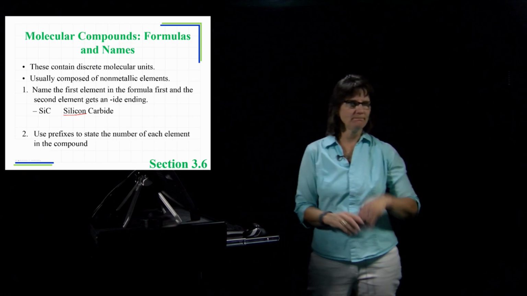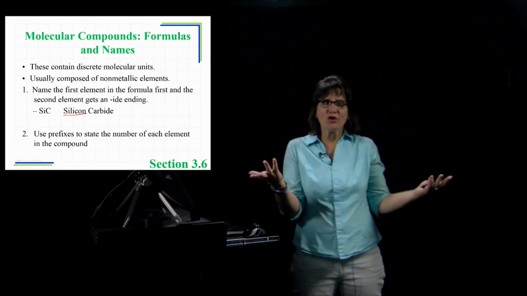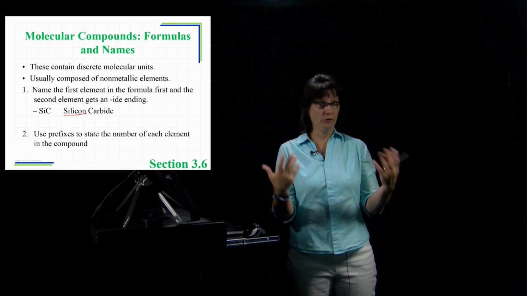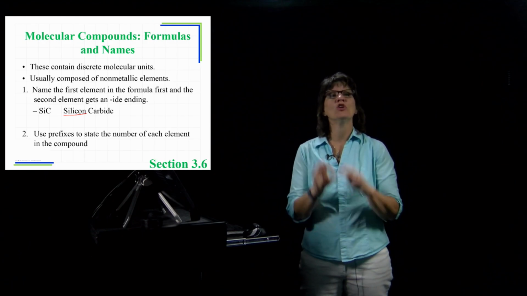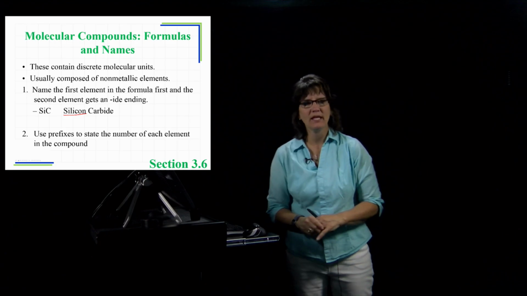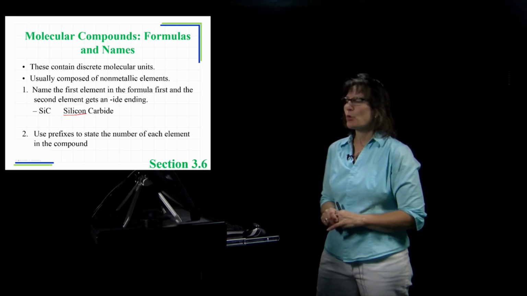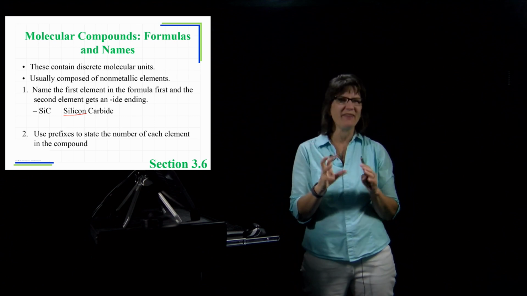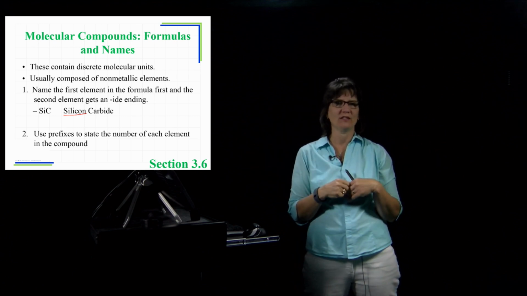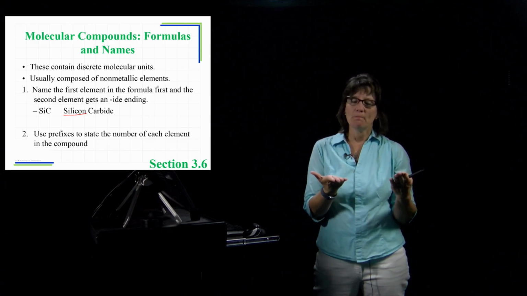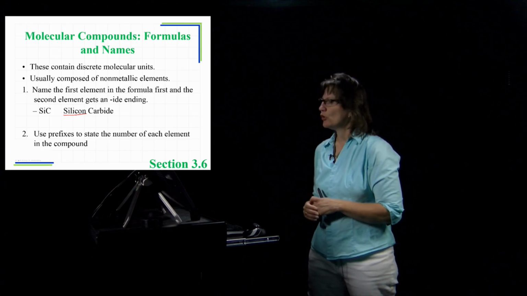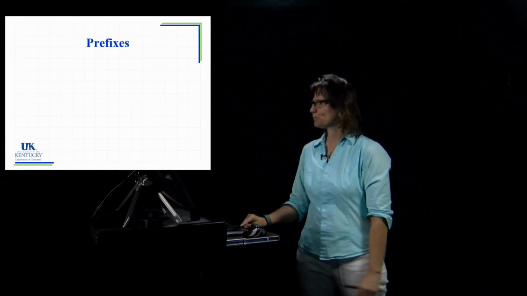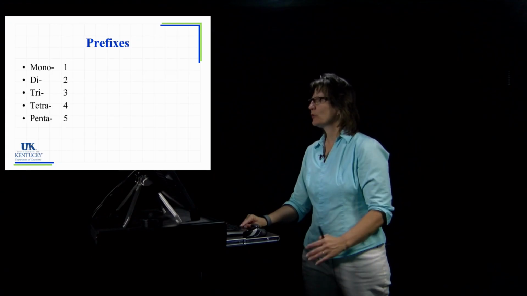Okay, second one. If there are no charges, we can't figure out how many there are of the elements by using the charges, so we have to be told specifically how many of each element we have. Okay, so we're going to use prefixes before these names. So I've got silicon, I've got carbide. There was just one of each, so we don't need these prefixes. But if there's more than one, we will use prefixes to tell the person how many of each element is present there. All right, so what prefixes do we use?